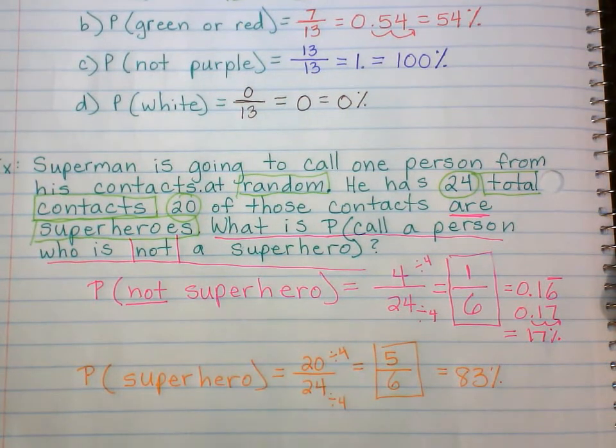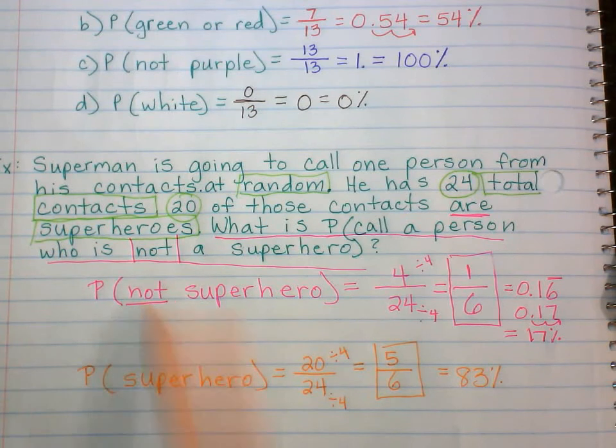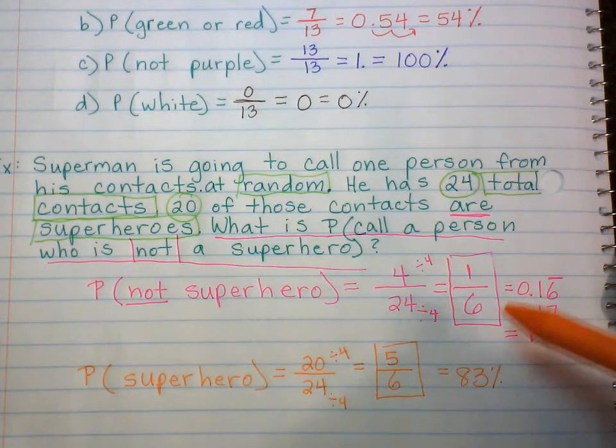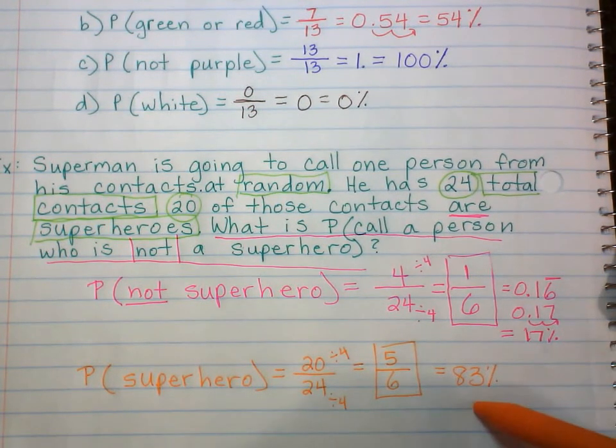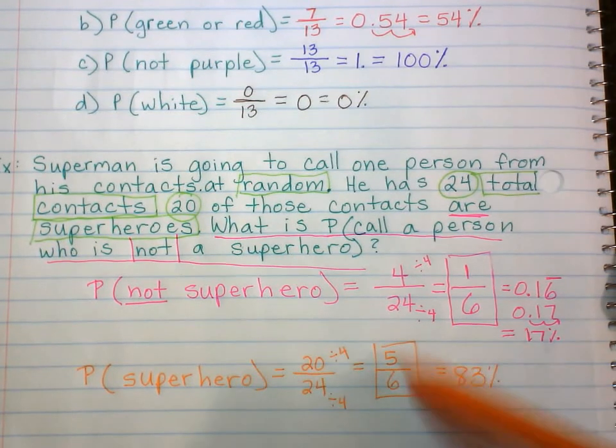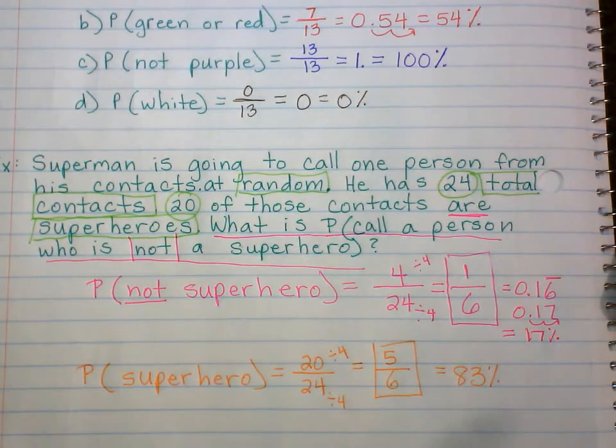So that just shows you that when you add up all the options, so we had not a superhero and a superhero, it totals to 100%. 1 out of 6 plus 5 out of 6 is 6 out of 6, or 100%.